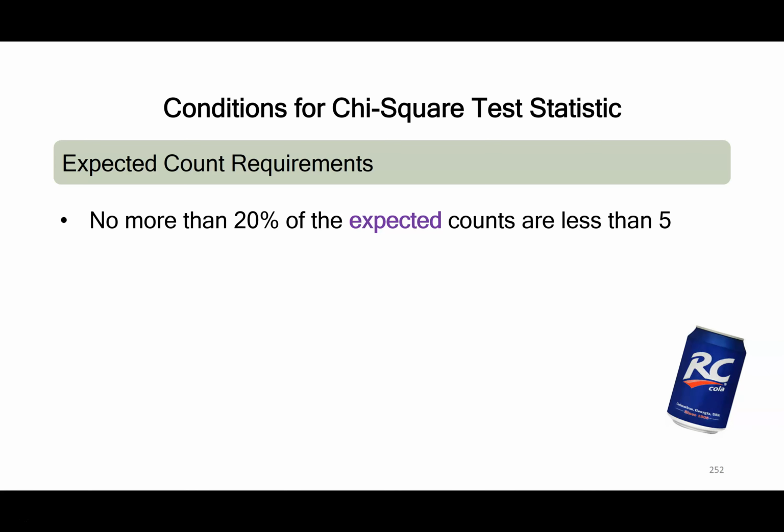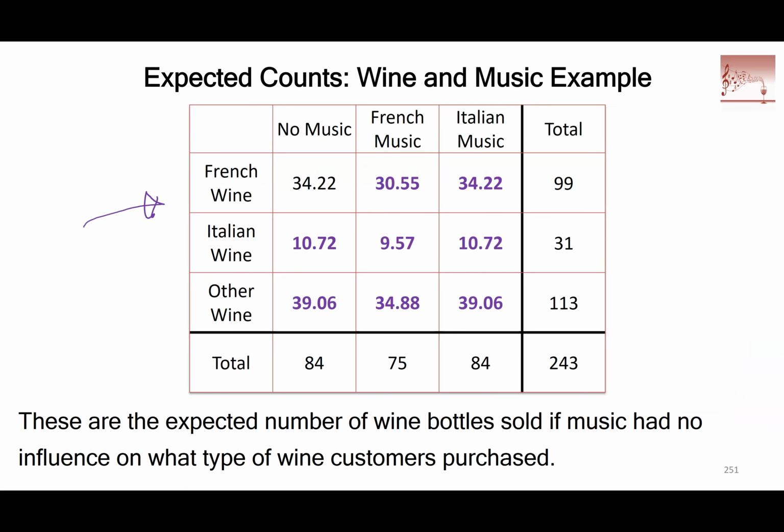Things that are important are a little bit different. Our condition here is no more than 20% of the expected counts are less than 5. So if I look at my expected counts in this table, I don't want any more than 20% of them to be less than 5. And if you look, none of those are less than 5, so that's okay. In reality, we could have one of them be 5 or less, and it wouldn't be a big deal. But if we had 2 or more, that would be a problem. It would mean that we didn't get big enough sample sizes.